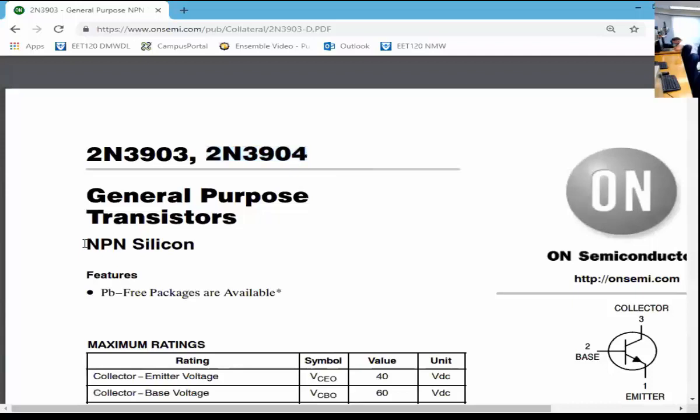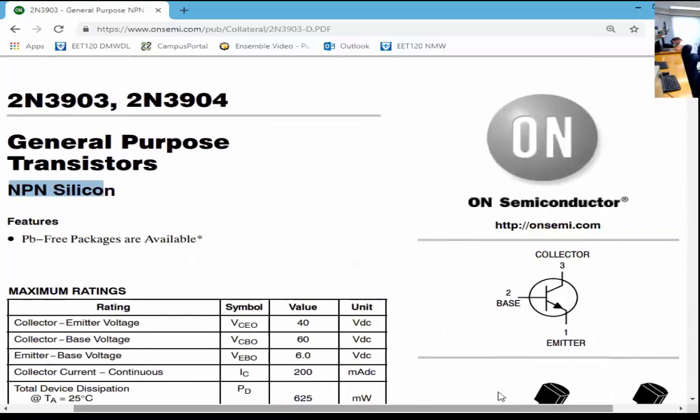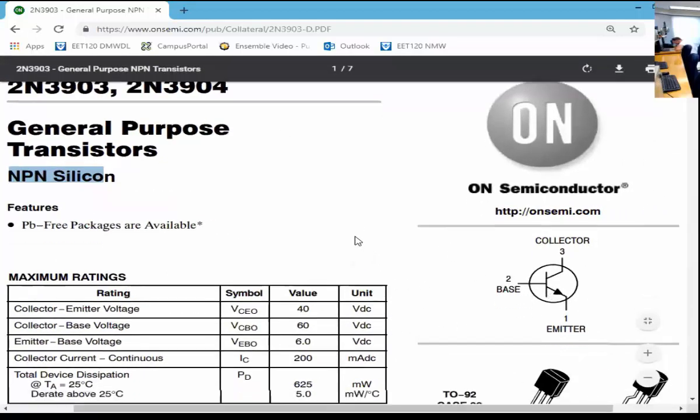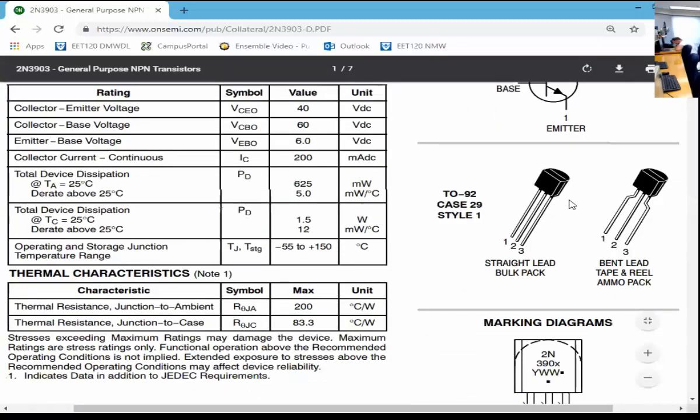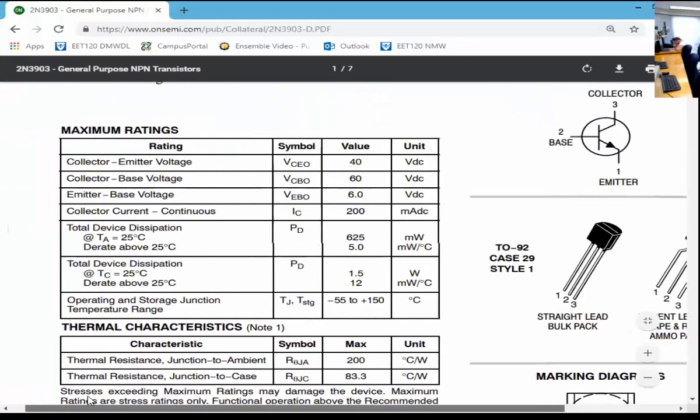It's an NPN transistor. You can see obviously the symbol for it right here. You see the arrow pointing out like that. Visually, the transistor looks like this. In the next lab, you will see how it's going to look. But there are some maximum ratings we should observe.